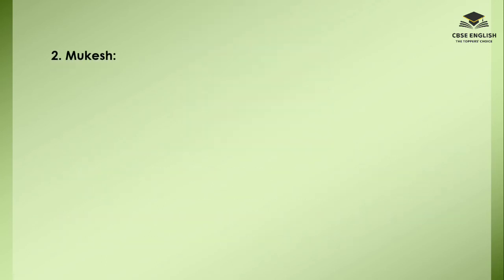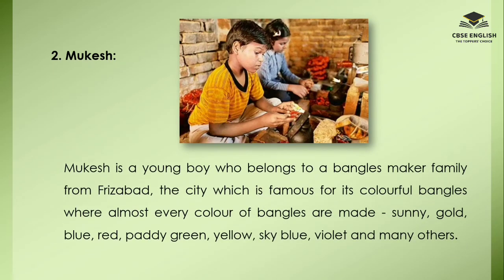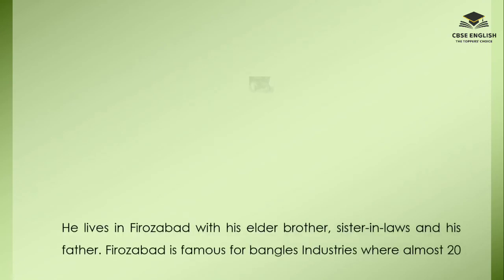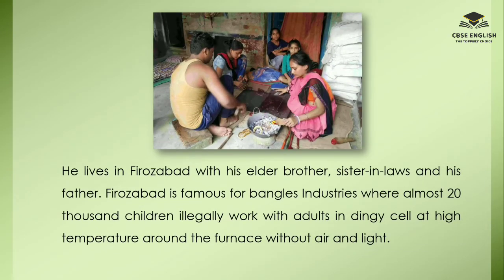Number 2. Mukesh. Mukesh is a young boy who belongs to a bangle maker family from Firozabad, the city which is famous for its colorful bangles, where almost every color of bangles is made: sunny gold, blue, red, paddy green, yellow, sky blue, violet, and many others. He lives in Firozabad with his elder brother, sister-in-law, and his father. Firozabad is famous for its bangle industries, where almost 20,000 children illegally work with adults in dingy cells at high temperature around the furnace without air and light.